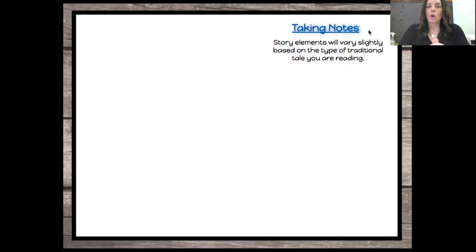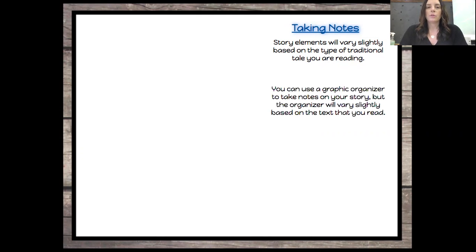Hi, guys. When you're taking notes on a traditional tale, it helps to use a graphic organizer, but the story elements are going to vary slightly based on the type of traditional tale that you're reading. So you can use a graphic organizer to take notes, but the organizer is also going to vary based on the text that you read.